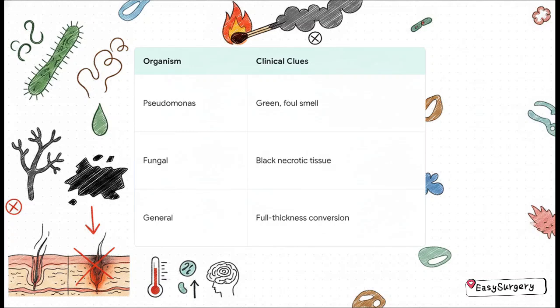You also have to keep an eye out for MRSA, Acinetobacter, and Klebsiella. Now, if you happen to see black, necrotic tissue forming, that is a huge red flag for a fungal infection, like Mucor or Aspergillus. Regardless of the specific bug, the general signs of infection you have to catch are a partial thickness wound converting into a full thickness wound, a sudden spike in fever, a high white blood cell count with a left shift, and any worsening in the patient's mental status.